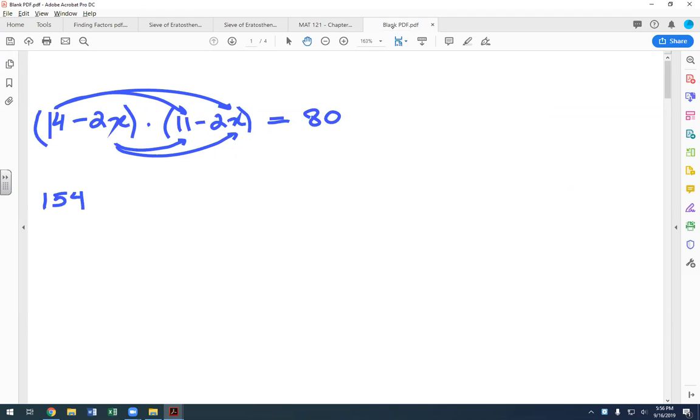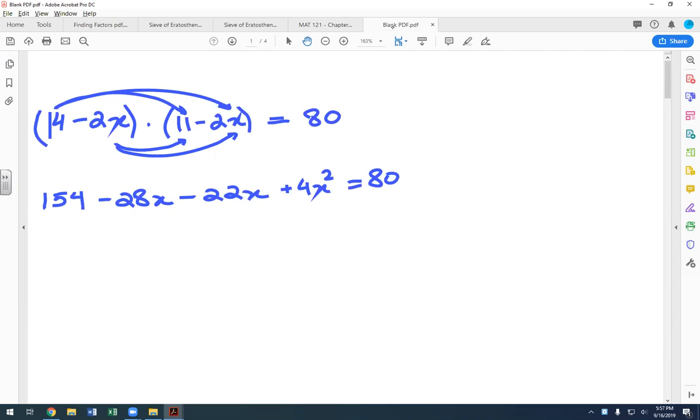And then you're going to do 14 times negative 2x, which will give us negative 28x, very good. And then, again, on the inside, that's going to be negative 2x times 11, which is your negative 22x. And what will be negative 2x times negative 2x? Positive 4x squared.